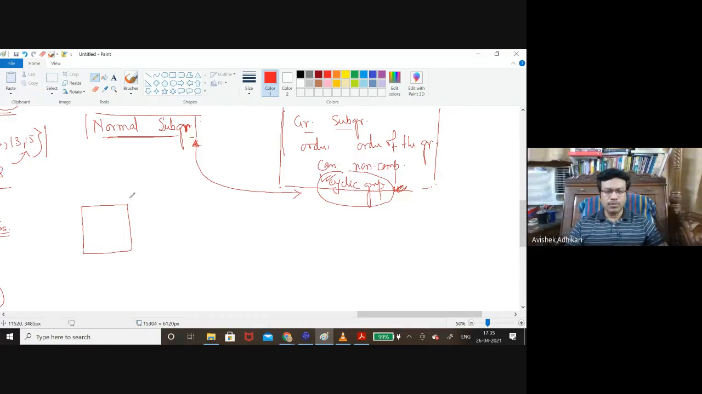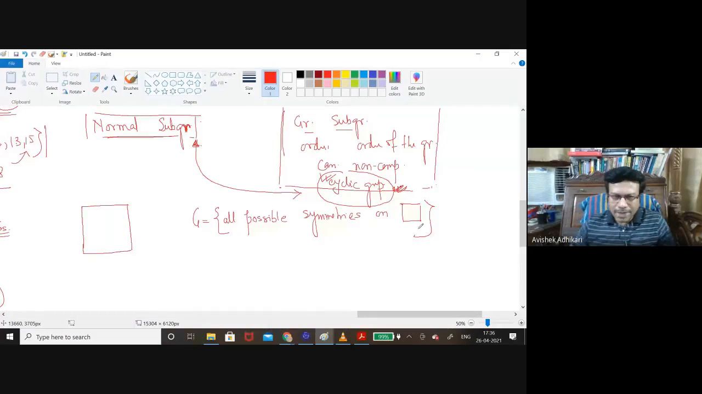Okay, suppose this is a square, and I want to construct all possible symmetries. So my G will be all possible symmetries. Symmetries means you already know, because we already did it for the equilateral triangle. Symmetries on the square. Now, can somebody tell me what this group could look like?